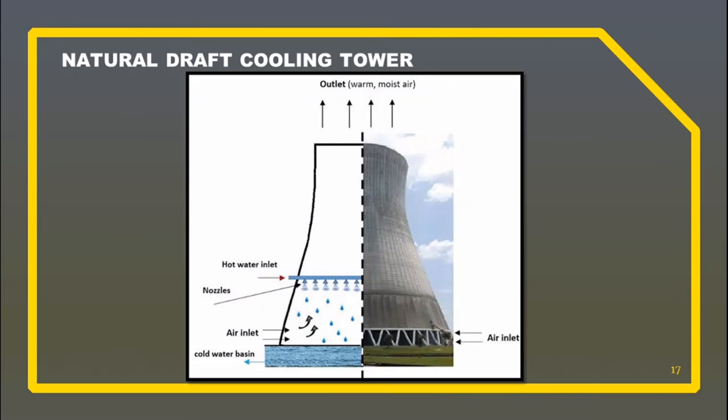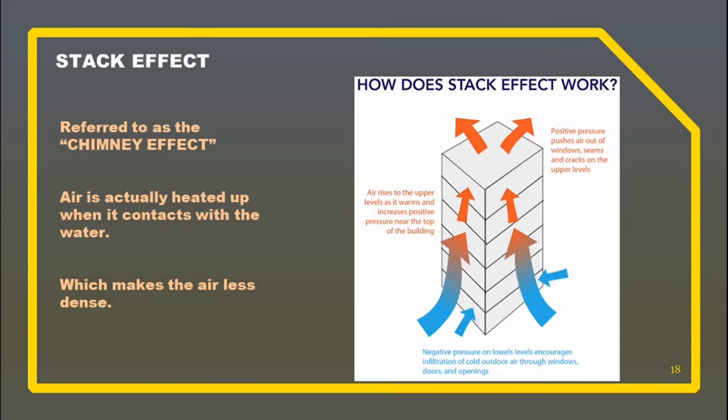This kind of cooling tower is often seen in thermal power stations like coal-fired power stations and nuclear power stations. And that is simply because natural draft cooling towers are expensive to construct, and these are only used if there is a large cooling requirement for a very long period of time. Natural draft cooling towers rely upon the principle of stack effect, also referred to as chimney effect.